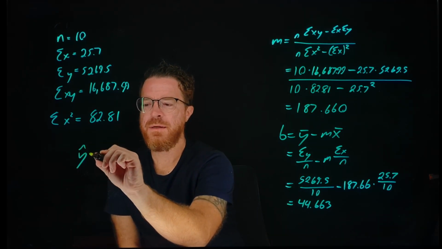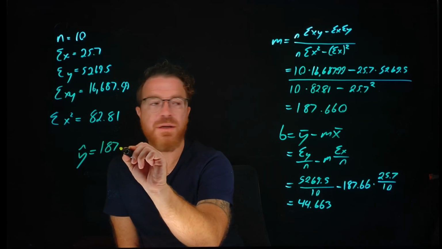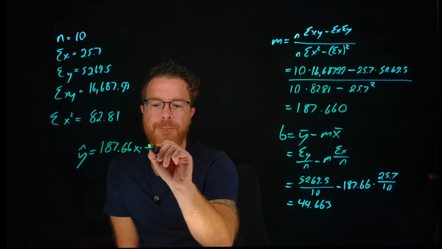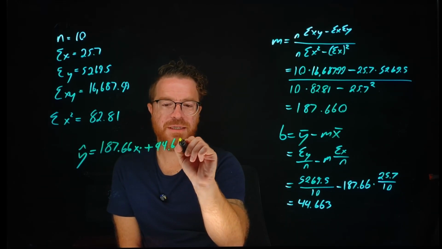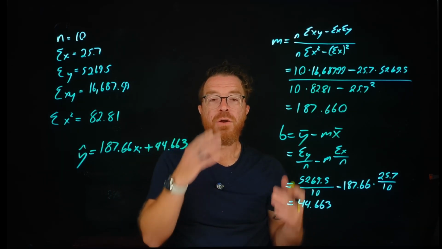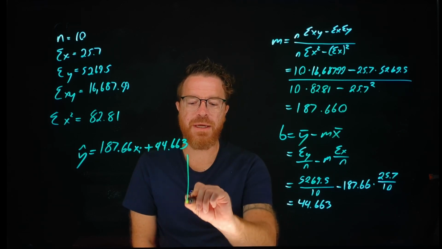So now I have my best fit line, which I can write as y hat equals, and I've got my m, 187.66 x sub i plus 44.663. To sketch this regression line, we would then need to have our data points on some xy plane.